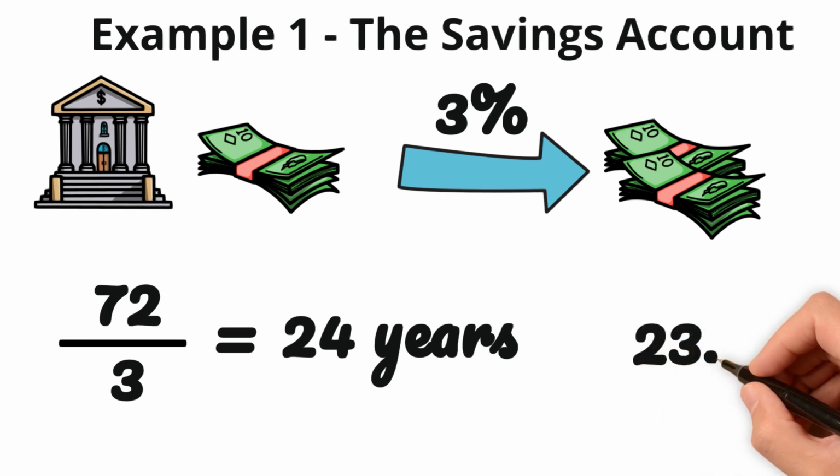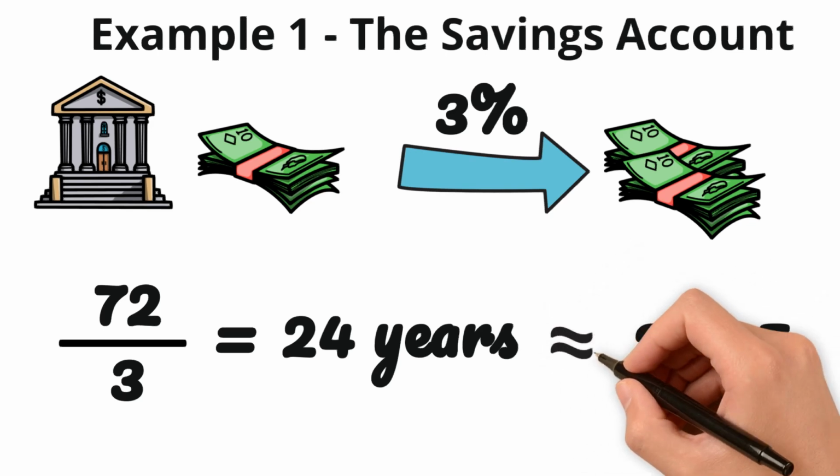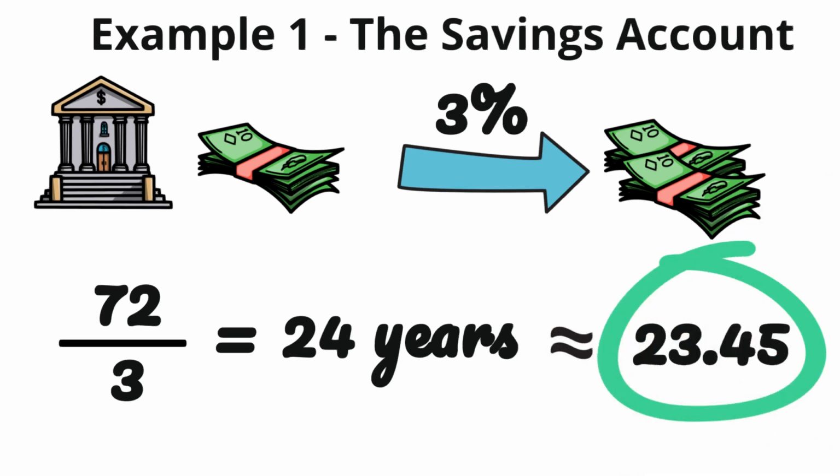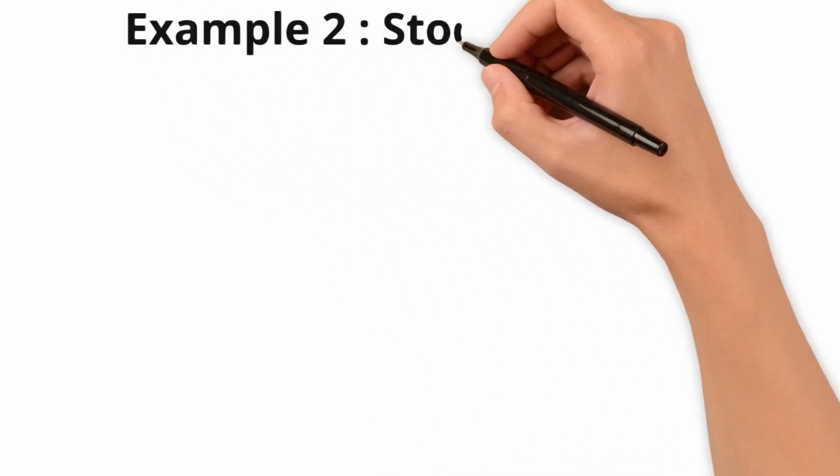Actual value is 23.45 years. It's worth noting that the rule of 72 provides a reasonably accurate estimate, coming very close to the actual value in this case.